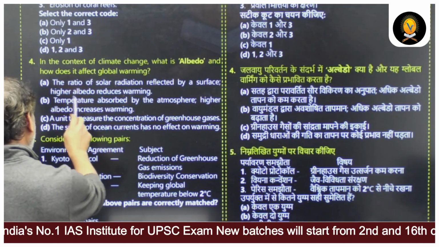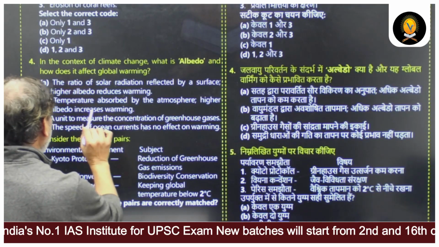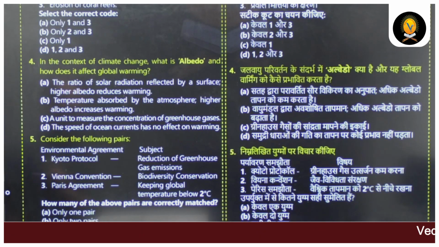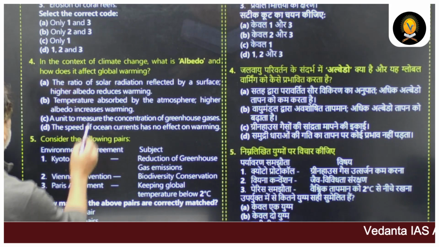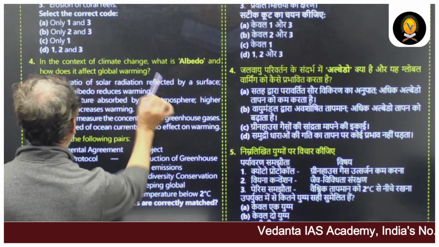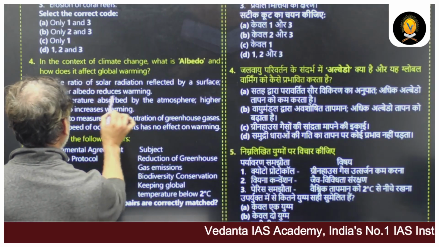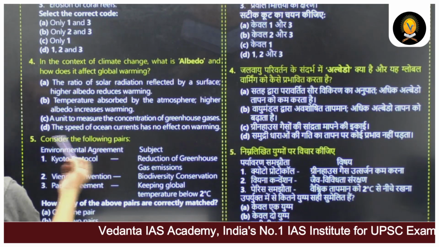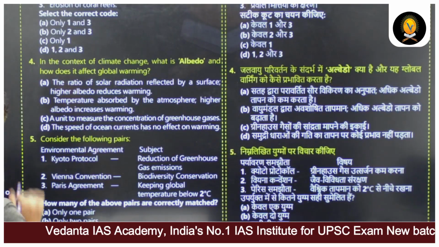If albedo is high, then what will happen? The warming will be less. Albedo is the ratio of solar radiation reflected by a surface, and higher albedo reduces warming. Yes, if albedo is high, then the warming will be less.